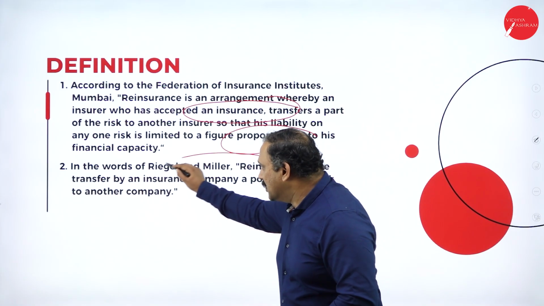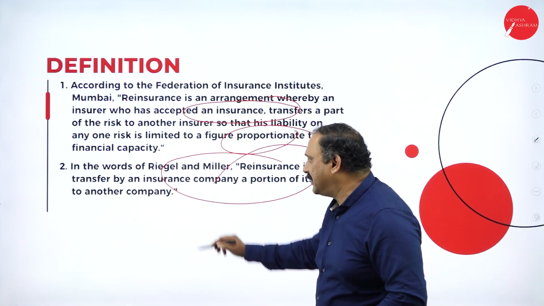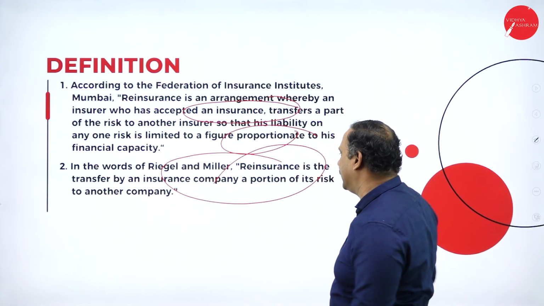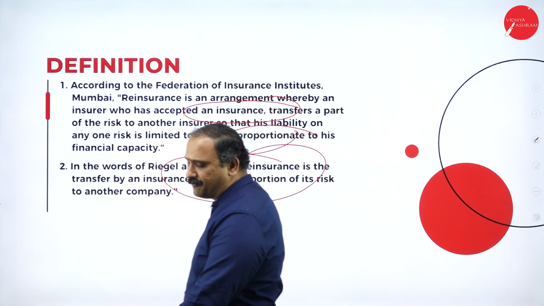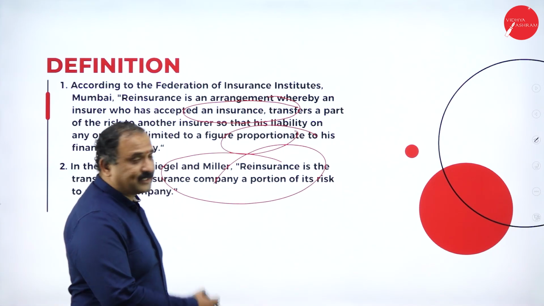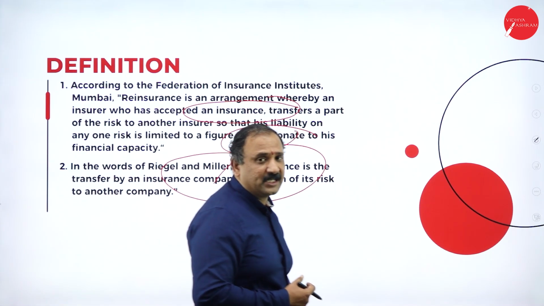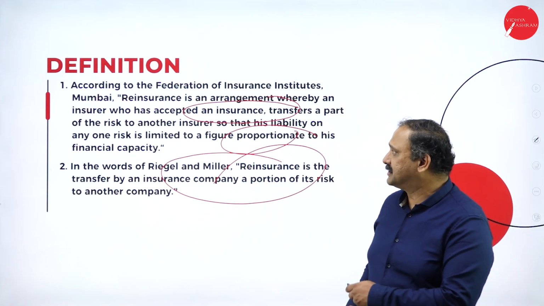In other words, Rigel and Miller says that reinsurance is a transfer by an insurance company of a proportion of its risk to another company. So that's exactly where we are working towards this particular reinsurance.